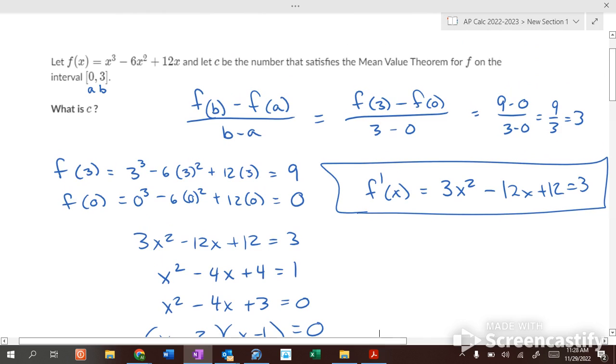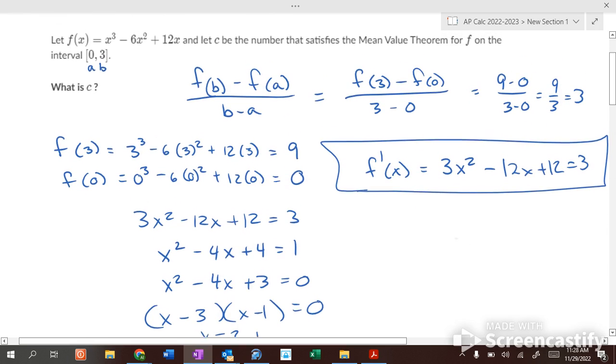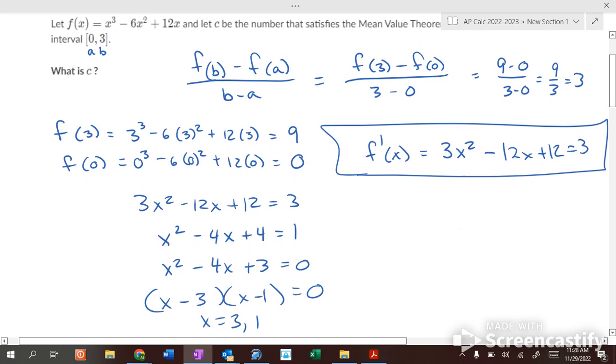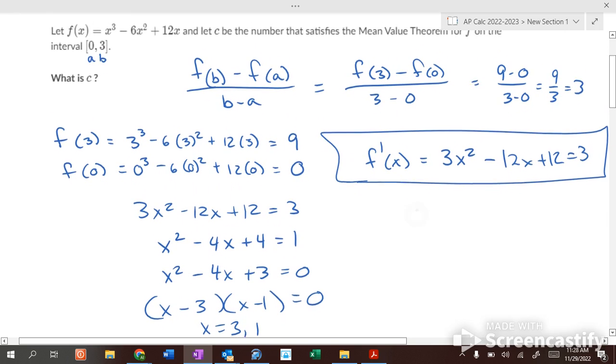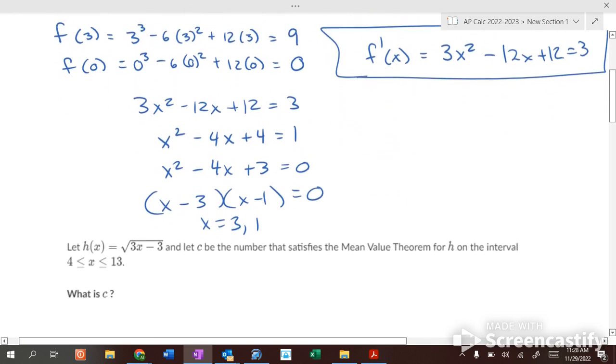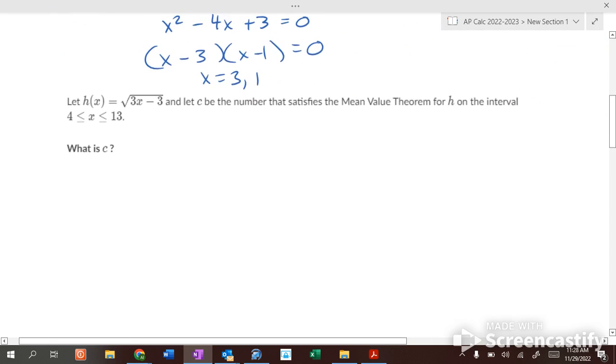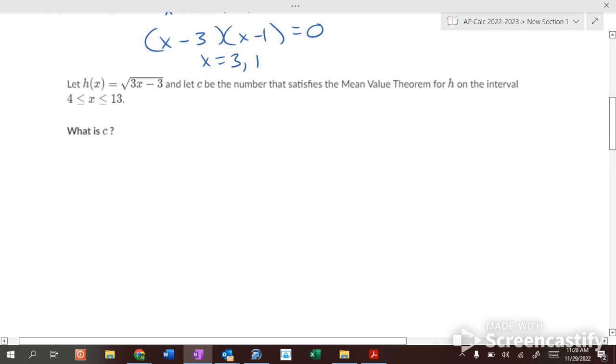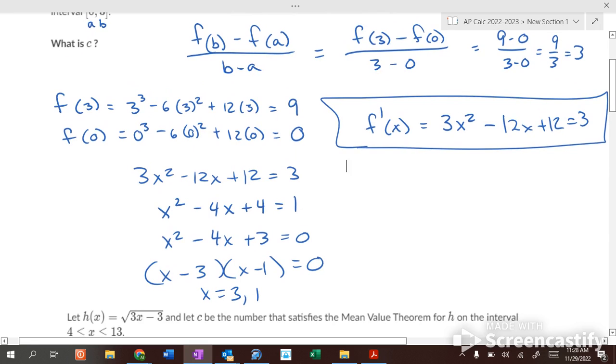Okay? So if we put in a 1, 1 minus 6 is negative 5, plus 12 is positive 7. Because 3 would give you 9. I think 7 is the mean value of this function. All right. So we're not going to do that whole thing. We're just going to figure out what C is.